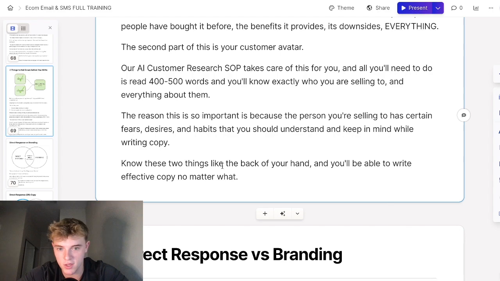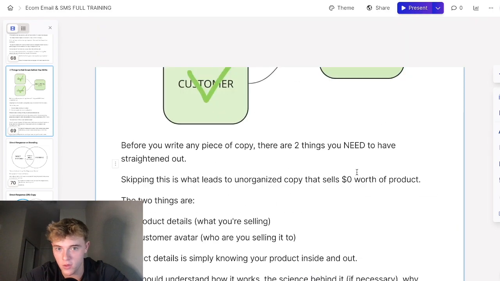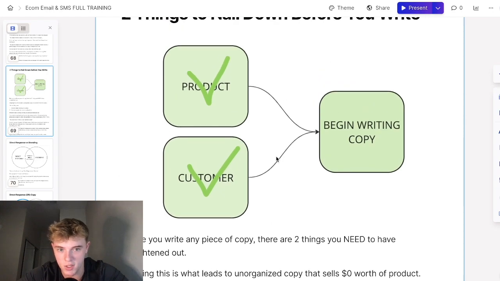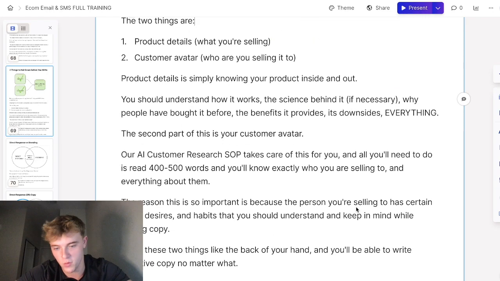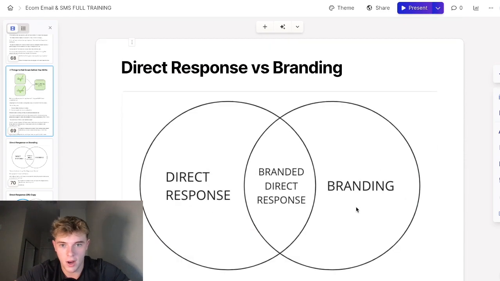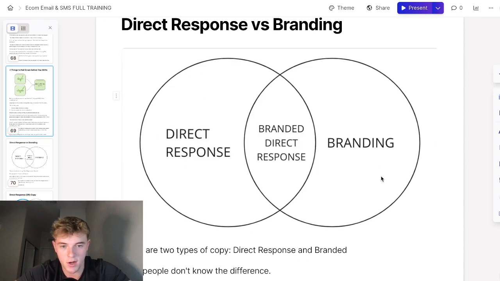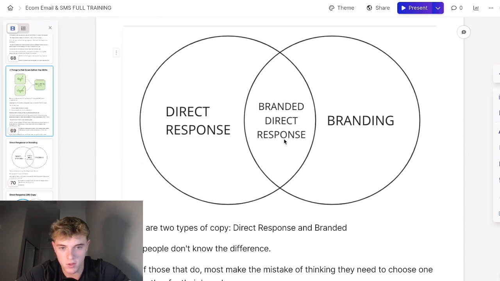So if you know these two things like the back of your hand, then you'll be able to write effective copy no matter what the product is or no matter who the audience is. You just need to study this before you even begin. Okay, now we're getting into direct response versus branded copy, and then branded direct response afterwards.